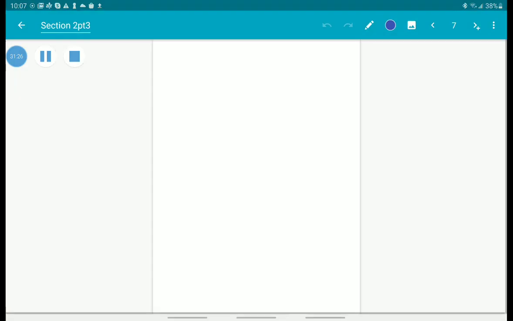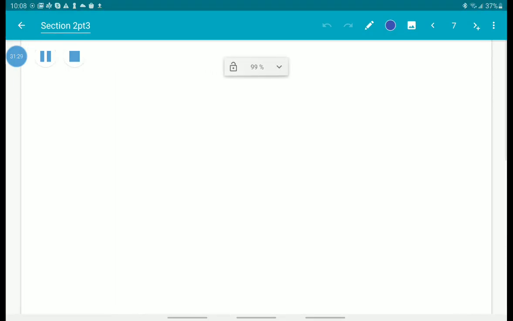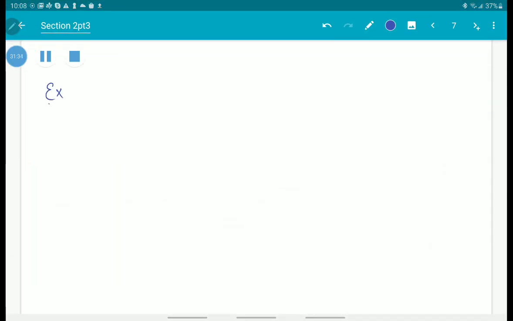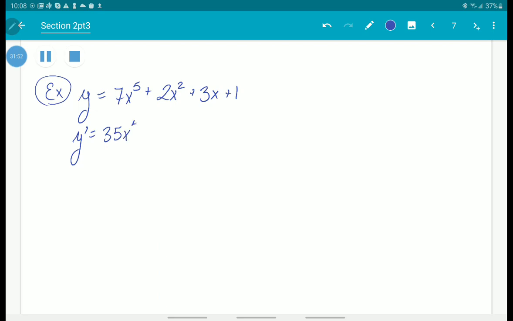So the last thing I want to do is just to show you taking subsequent derivatives. So let's say we have the function y equals 7x to the 5th plus 2x squared plus 3x plus 1. Okay, notice this is a polynomial. So let's say I want to take the first derivative. So remember, we bring the exponent down, subtract 1 from the exponent, bring the exponent down, subtract 1 from the exponent. The derivative of 3x is just 3. The derivative of 1 is 0.